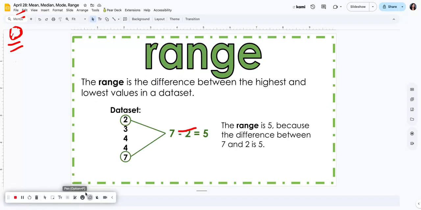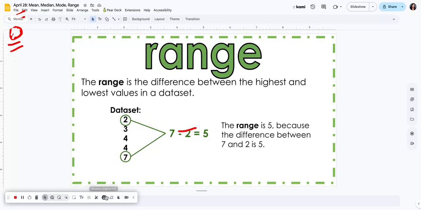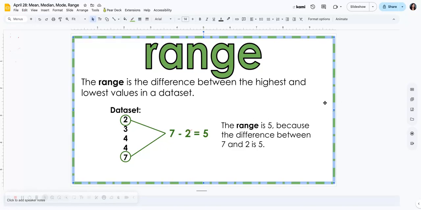All right, and so now we have a range. The range is the difference between the highest and the lowest values in the data set. So that's why it's super duper important that you arrange your numbers in order from least to greatest, so that you can determine which numbers are the lowest and which are the highest in your data set. Here, my lowest is 2 and my highest is 7. So I'm going to do 7 minus 2 and my range is going to be 5.